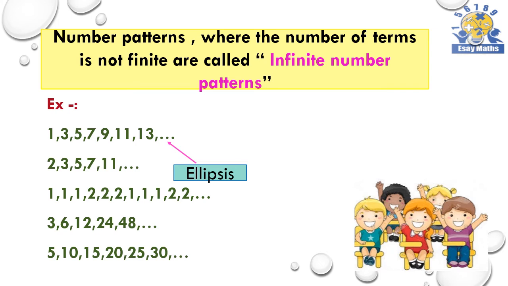So, prime numbers starting from 2 is an infinite number pattern. Fourth number pattern, yeah, it's multiples of 3. Fifth one, multiples of 5. So, these all are infinite number patterns.